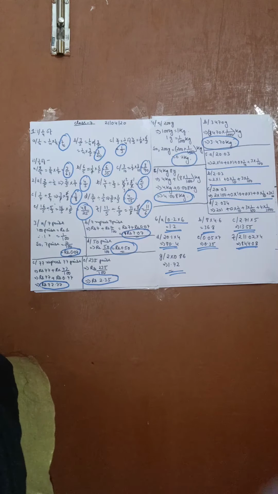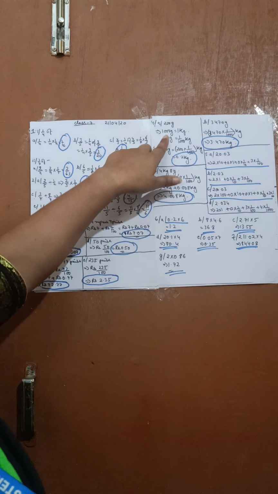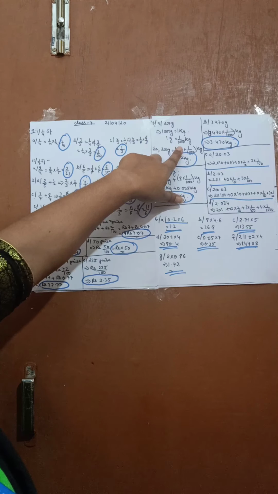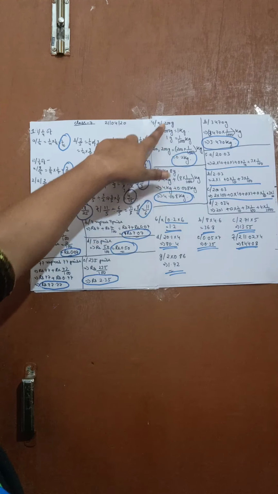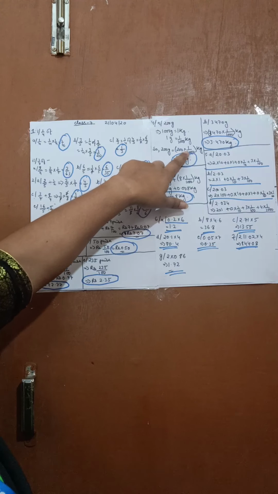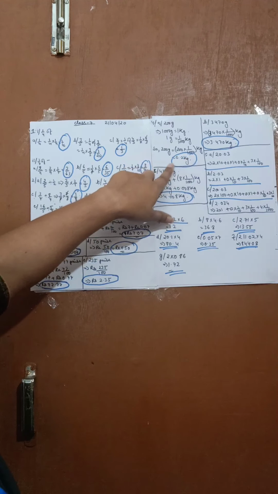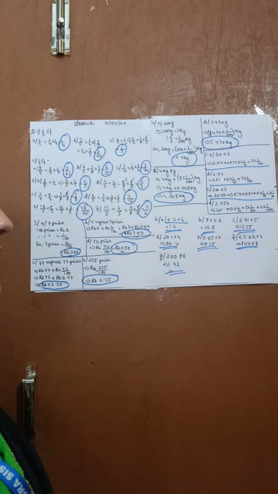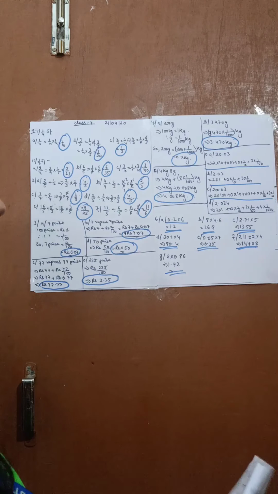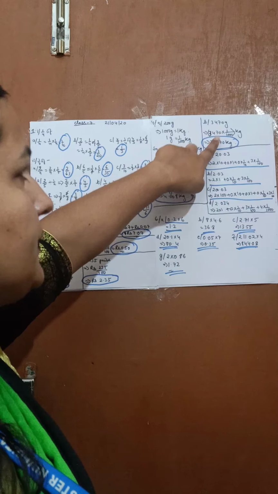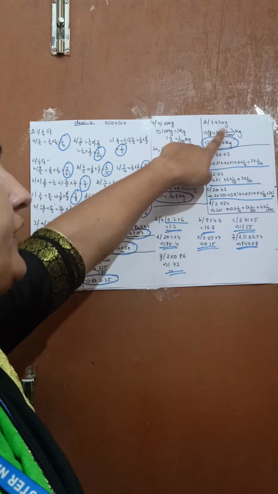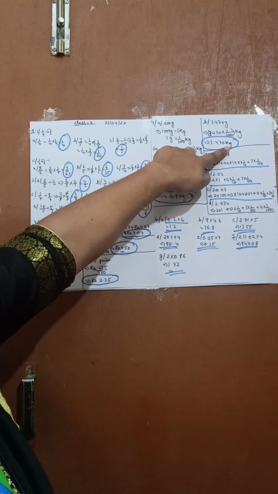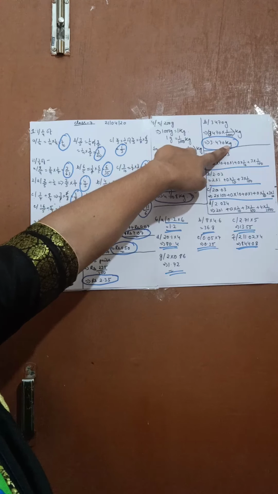Express in kgs. Number A is 200 grams. As we all know, 1000 grams is equals to 1 kg. So 1 gram is equals to 1 divided by 1000 kg. According to the question, 200 grams is equals to 200 into 1 by 1000 kgs. That means the answer is 0.2 kgs. So the answer of question number 4A is 0.2 kgs. Number B is 3470 grams, is equals to 3470 into 1 by 1000 kgs, is equals to 3.470 kgs. The answer of B is 3.47 kgs.